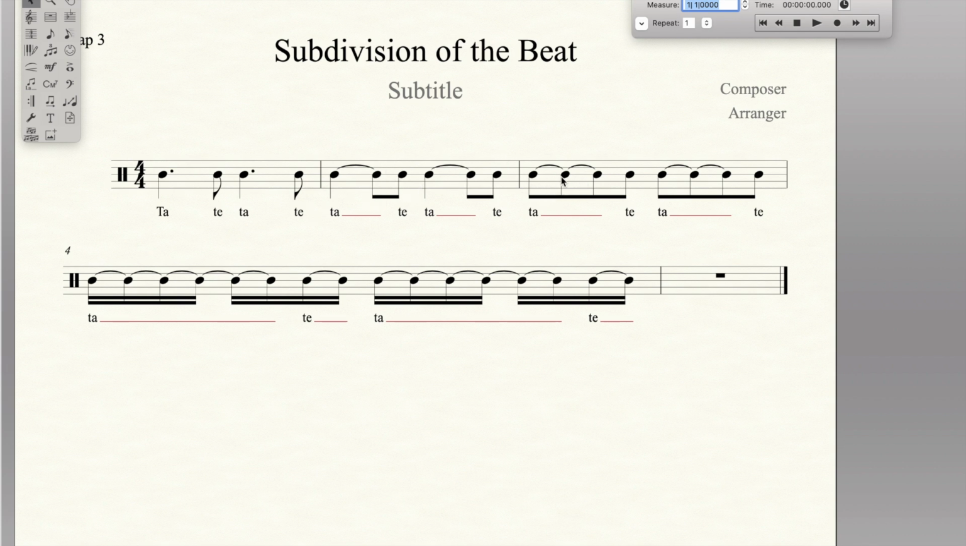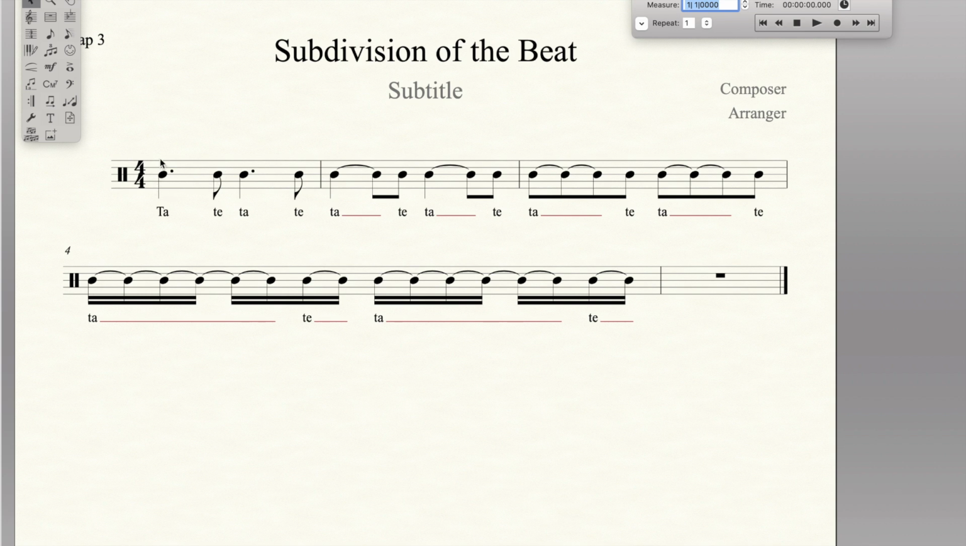I'm thinking ta, te, ta, te, ta, te, ta, te, in my head. Okay. If I'm going to have 16th notes, I might even be thinking taka-tiki, taka-tiki, taka-tiki, taka-tiki. Okay, that's allowing me to place this 8th note exactly where I want it to go.